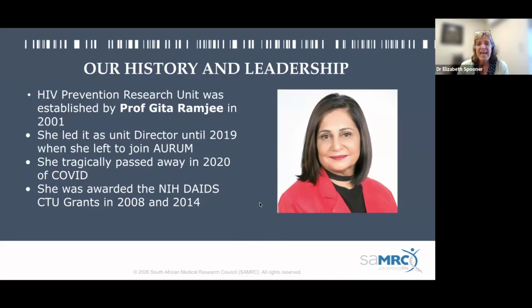Geeta Ramji, and she handed over in 2019 and moved to another Aurum, which is another research institute. And then she was one of our first deaths from COVID in South Africa. So she's remembered as well for that. And she set us up with NIH funding through the DAIDS networks.